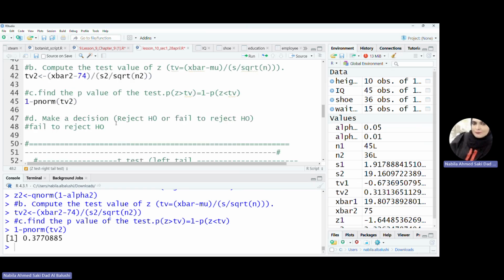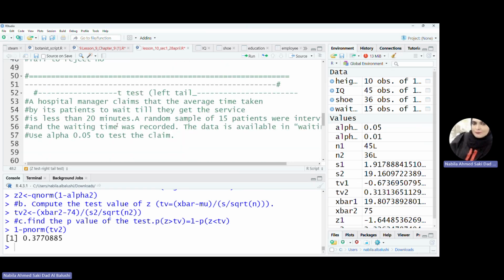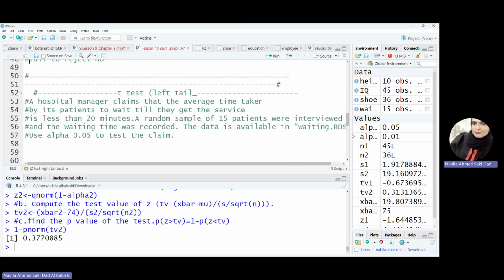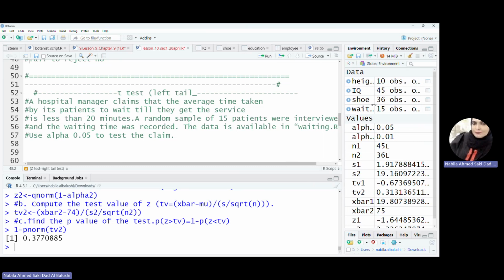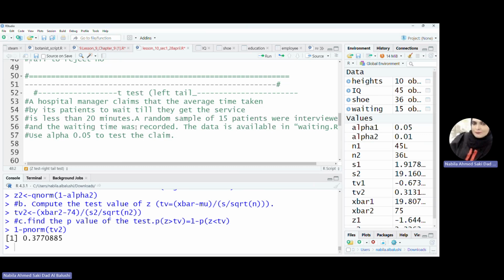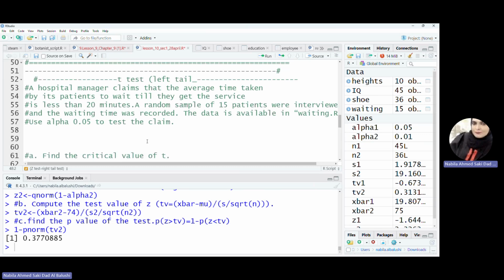Let's move to T distribution, left tail. A hospital manager claimed that the average time taken by its patients to wait till they get service is less than 20 minutes. A random sample of 15 patients was interviewed and the waiting time was recorded. The data is available in the file named waiting. We have already downloaded the file. This is the file waiting. Okay, so use alpha 0.05 to test the claim.